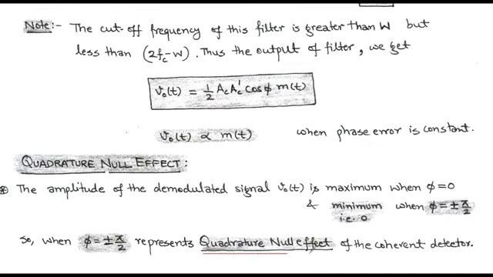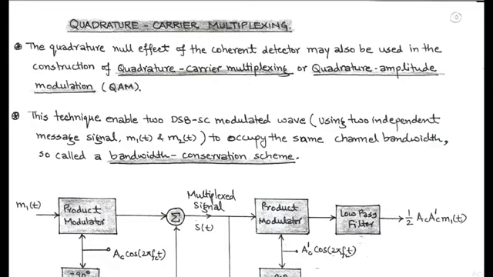So when phi is equal to plus minus pi by 2, it is called the quadrature null effect of coherent or synchronous detection of double sideband suppressed carrier.